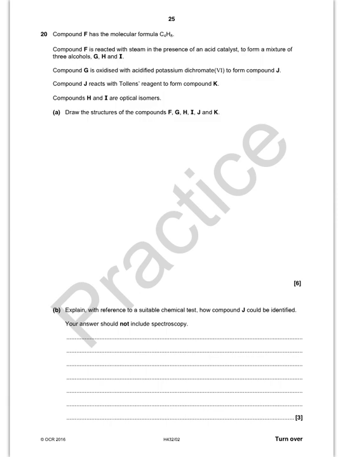Okay, so compound F, molecular formula is C4H8, so is obviously going to be an alkene. And that gives us more information because we react it with steam to form 3 alcohols.